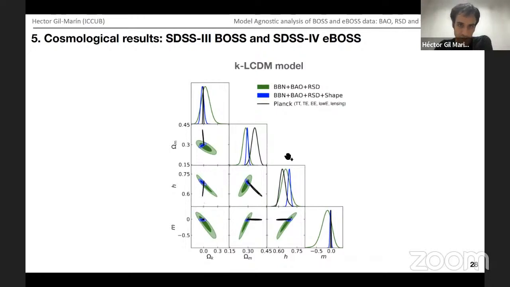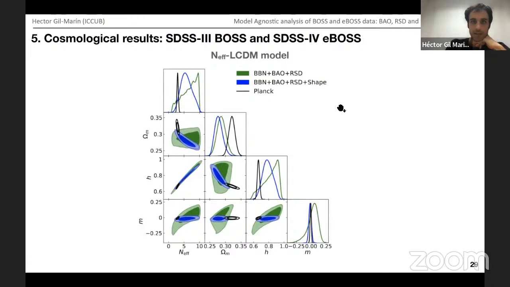In terms of curvature, we essentially get results consistent with a very close to flat universe. This is shown in this plot. You see again in green the results without the shape, and in blue you see how this M shape parameter helps to break this degeneracy, and then you get a result in very good agreement with flatness, and also in agreement with the Planck result when using also the lensing. In terms of an effective N or dark radiation, the results are not improving a lot, but there is a mild improvement with respect to the results not coming from the shape.